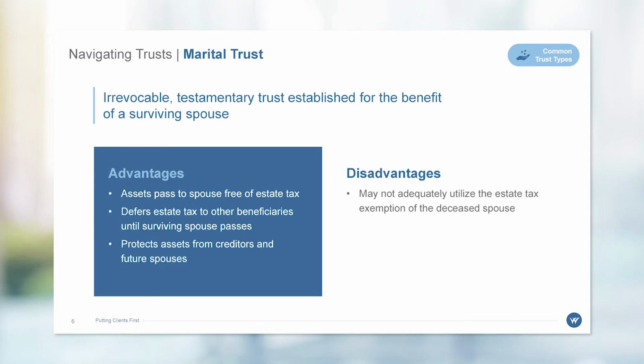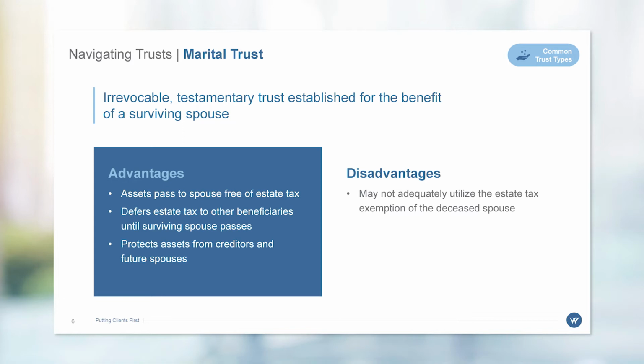So the first trust that I want to talk to you about today is the marital trust. This by far is one of the most common trusts that I see on a day-to-day basis. The marital trust is an irrevocable testamentary trust established for the benefit of the surviving spouse. These trusts could also have provisions where the descendants of the surviving spouse or of the deceased grantor could also benefit from the trust. And that's something that would just be written into the formal trust agreement.